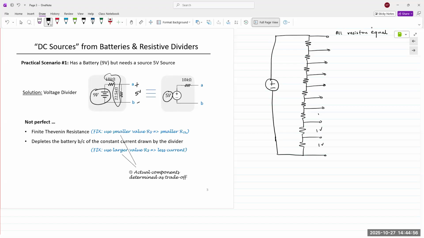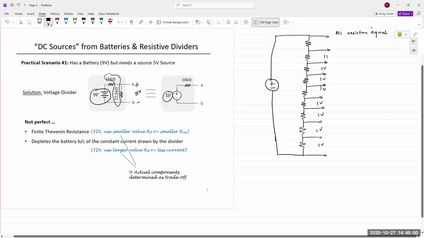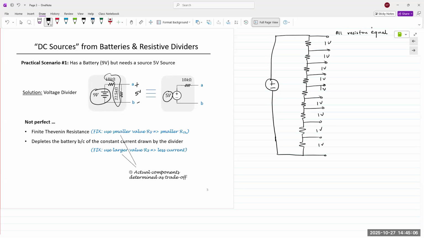So 1 volt, 1 volt. And by combining any of these resistors together, 1, 2, 3, 4, 5, 6, 7, 8, 9, you can obtain any combination of voltages between 1 and 9 volts. Does that make sense to everyone? All right. Here we are simply using 2 because you only need 5 volts from the output.